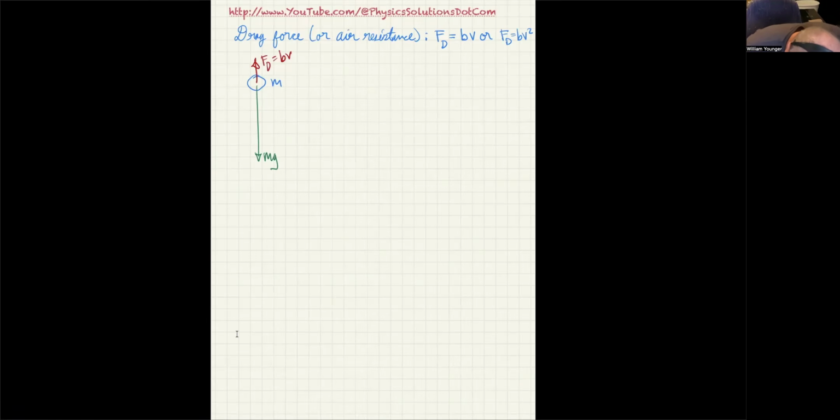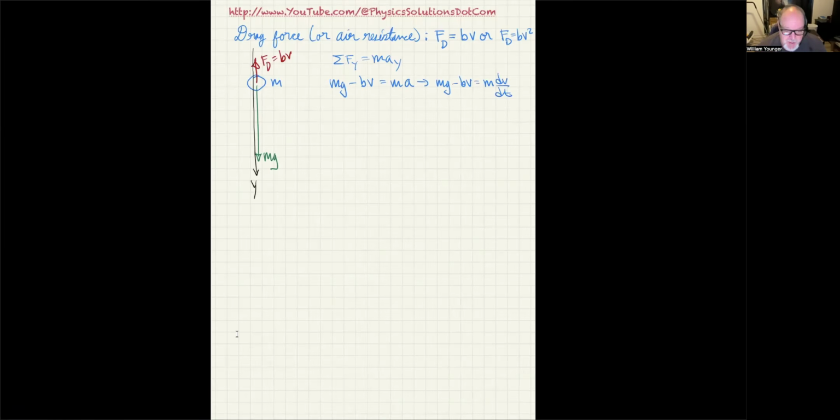So let's go ahead and write out the summation of the forces in the y direction equals mass times acceleration in the y direction. And what I'm drawing here is the y direction pointing down. So with that in mind, I get mg minus b times v is equal to m times a, but more specifically, m times a is actually dv over dt. So I will say mg minus bv is equal to m dv/dt.